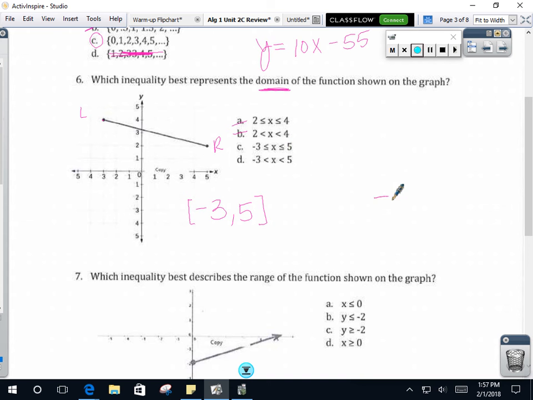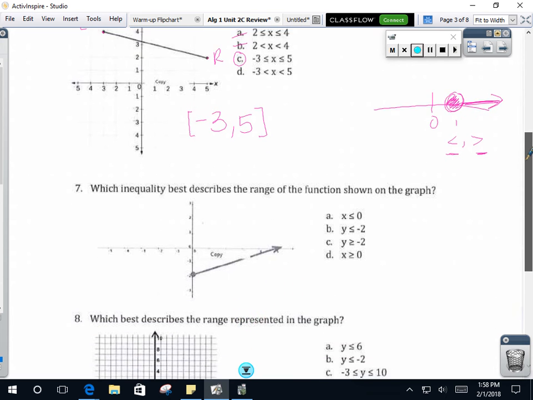Remember back when we did number lines and you would have a number and it was circled and then you would draw this? If it was an open circle, it was a less than or greater than sign. If it was a closed circle, it had an equal to bar under it. So what do you think this is going to be? C. Okay, because those are closed. They're endpoints. There's no open circle there.